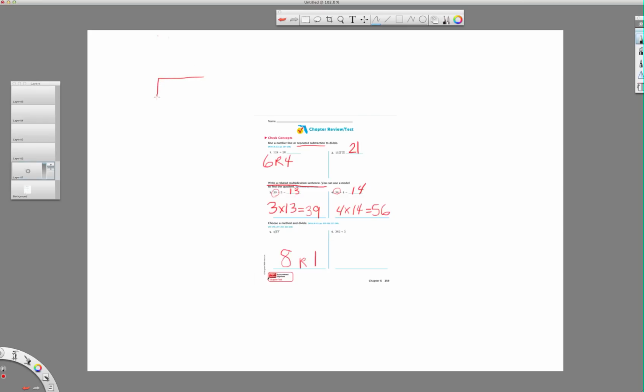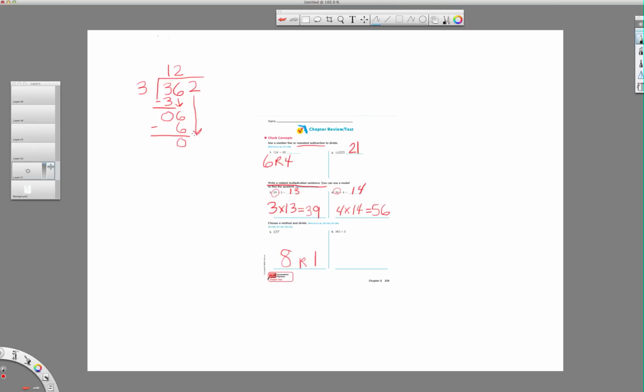So we have 362 divided by 3. I ask myself, how many times does 3 fit into 3? Well, it fits in perfectly 1 time. 1 times 3 was 3. So when I subtract, I'll have a 0 here. Then I bring down my 6. I ask myself, how many times does 3 fit into 6? 3 fits into 6 2 times. 2 times the 3 was 6 exactly. So when I subtract, I'll have 0 again.